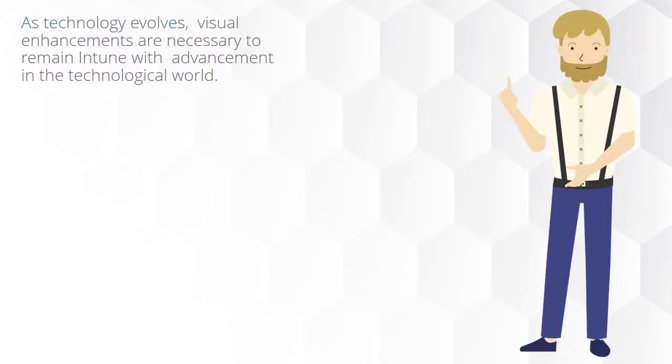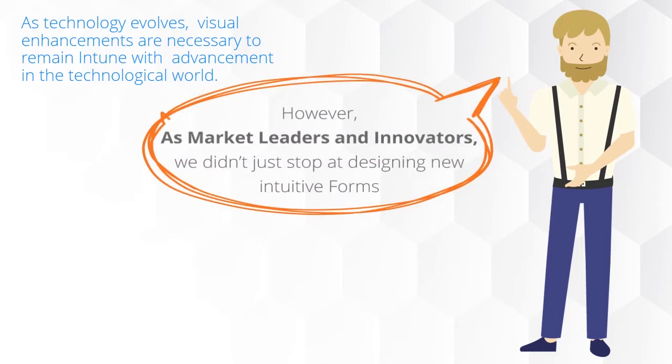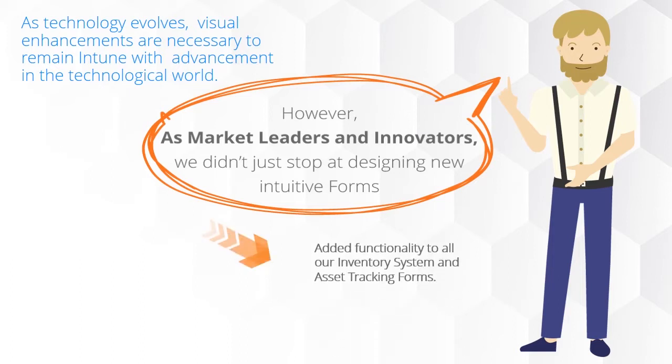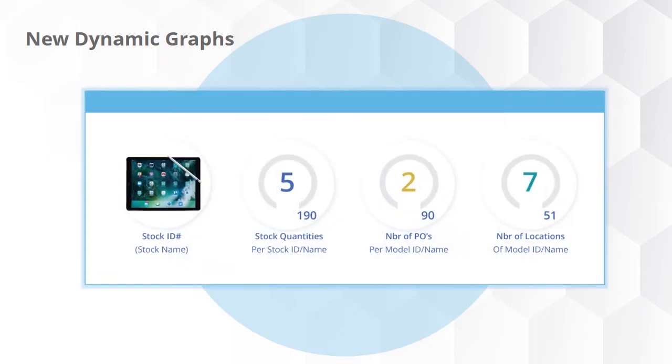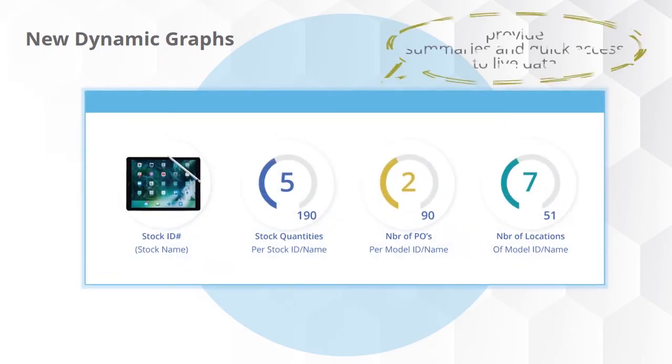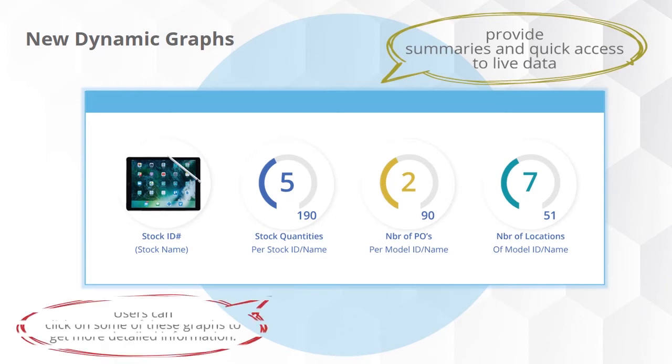As technology evolves, visual enhancements are necessary to remain in tune with the advancements in the technological world. However, as market leaders and innovators, we don't just stop at designing new intuitive forms, but we also added functionality to all our inventory and asset tracking forms to reduce the number of clicks needed to navigate through the data grids. Along with these enhancements, we added dynamic graphs to provide summaries and quick access to live data. Users can click on some of these graphs and get more detailed information.